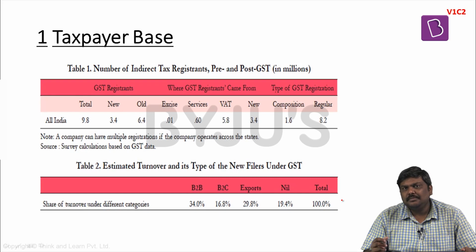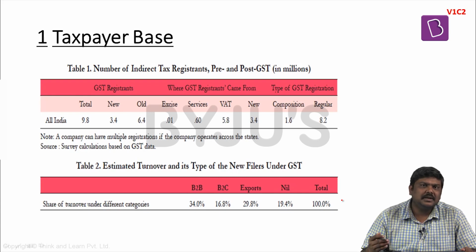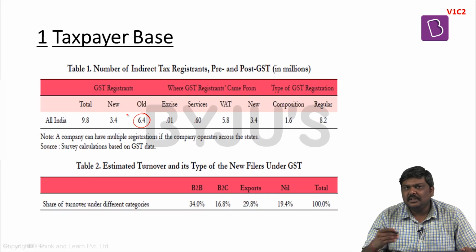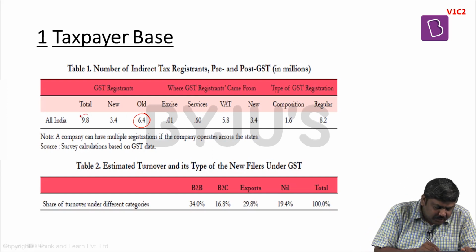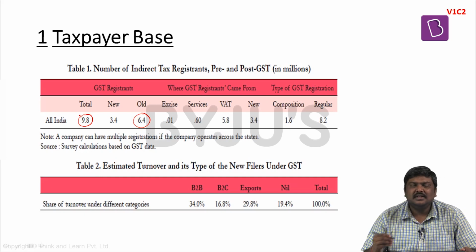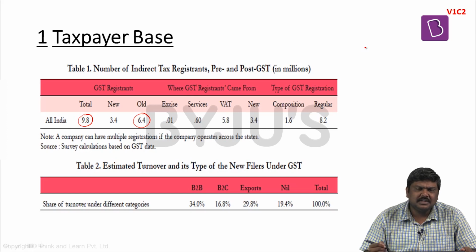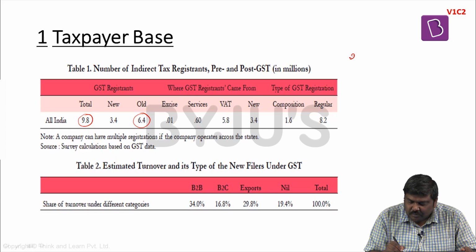Now, before the implementation of GST, there were multiple types of indirect taxes. The number of unique registrants in the pre-GST era was to the tune of 6.4 million. And with implementation of GST, the number of unique registrants has increased to 9.8 million. That is, there has been a spike or increase of 3.4 million registrants or the firms which have come under the GST bracket.